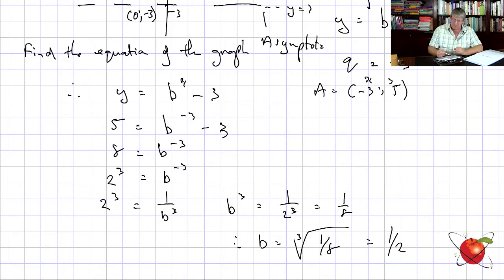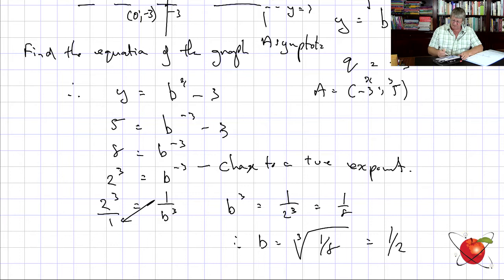Okay? Let's just go through that step again. I said that b to the -3 is that. Therefore, I changed that to 1 over b cubed. Remember, if we've got exponentials, change to a positive exponent. Okay, that's why we did that. When we were doing exponential equations, we always change it to a positive. Okay, therefore, 1 over b cubed. Then what did I do? I cross multiplied, didn't I? I said that 2 cubed times b cubed is equal to 1. Therefore, b cubed is 1 over 2 cubed. Can you see how I got to that step there?